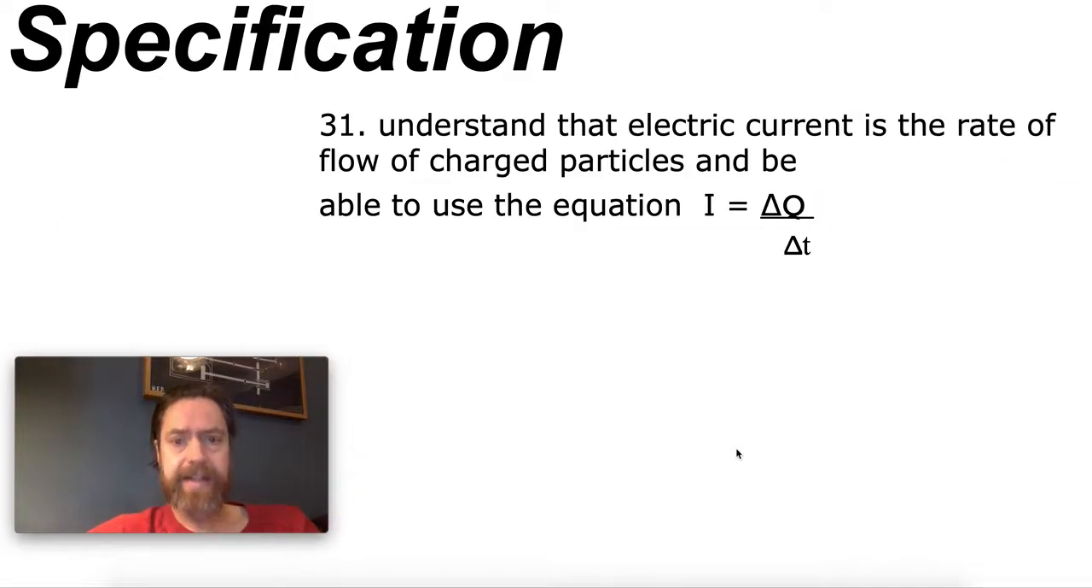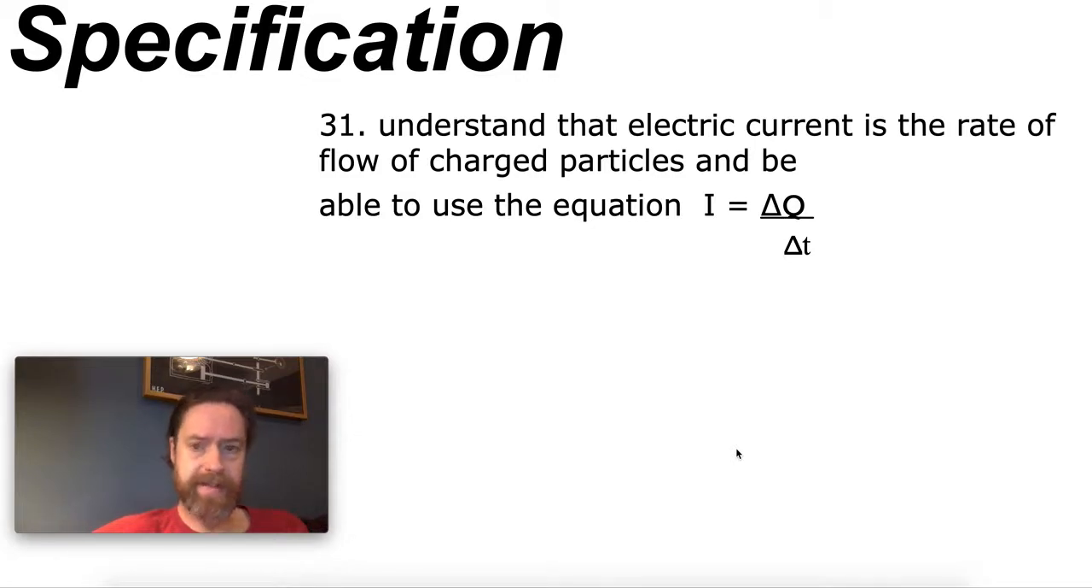And actually linking that to charge. From our specification, we need to understand that electric current is the rate of flow of charged particles, generally electrons, but it doesn't have to be. And you have to be able to use the equation I equals delta Q over delta T, or current is the amount of charge divided by time, which you've met before, but normally it's written at GCSE in the form Q equals IT. And we'll be using that a little bit later.